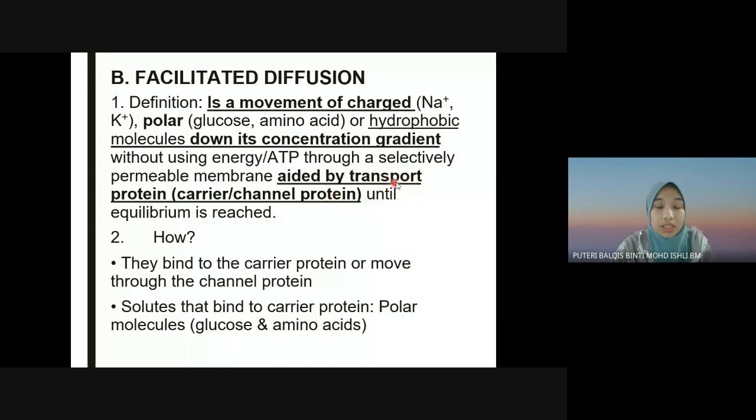They need transport protein to move from one part to another, from in to out, or from out of the cell into the cell. So that type of transport is known as facilitated diffusion. Facilitated diffusion is a movement of charged, polar, hydrophilic molecules down its concentration gradient without using energy, through a selectively permeable membrane aided by transport protein.